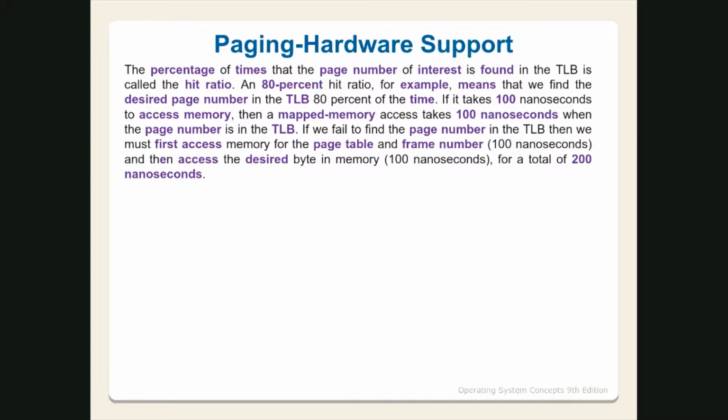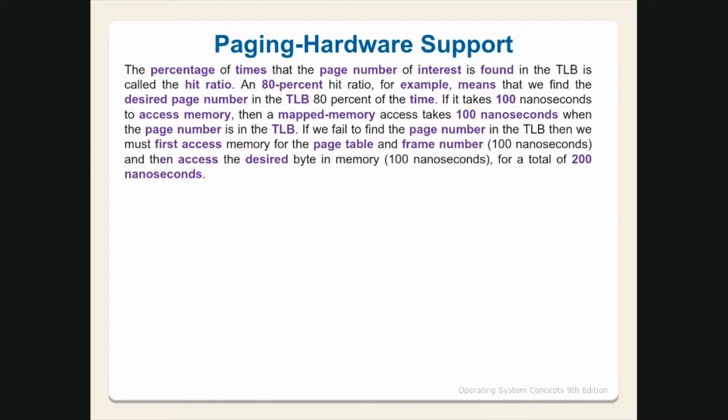Let's move on to the time calculation. The percentage of time the page number of interest is found in the TLB is called the hit ratio. I told you, hit means you found the entry in the TLB. Translation lookaside buffer. So the percentage of time the page number, whichever page number I want to find, I find it, that is called the percentage of times. Wherever I found my entries in the TLB is called the hit ratio.